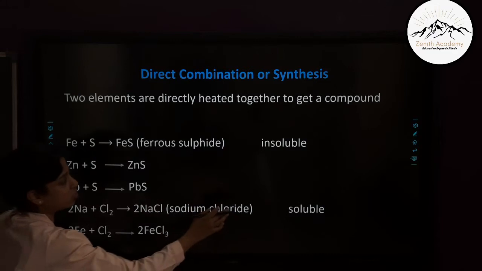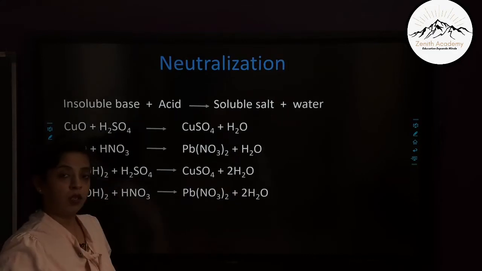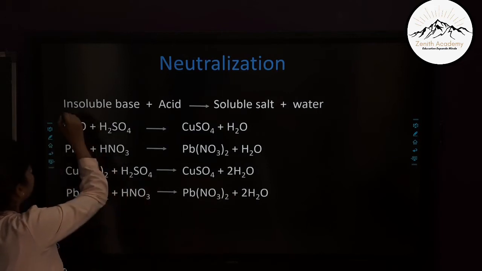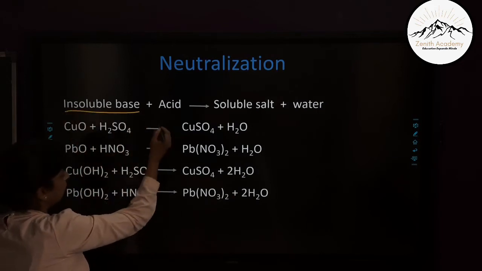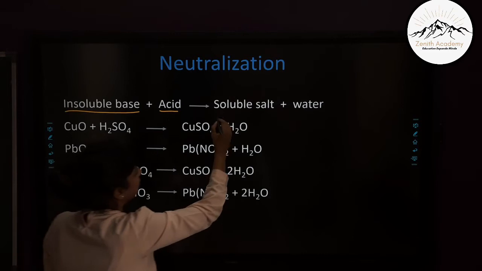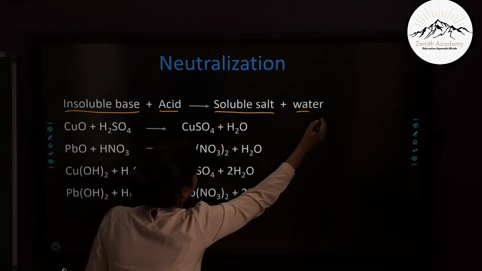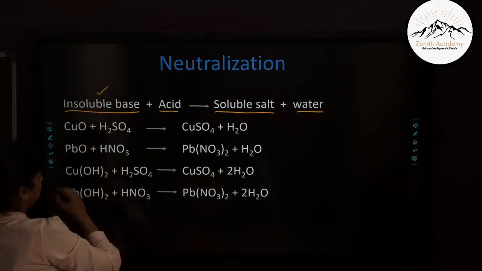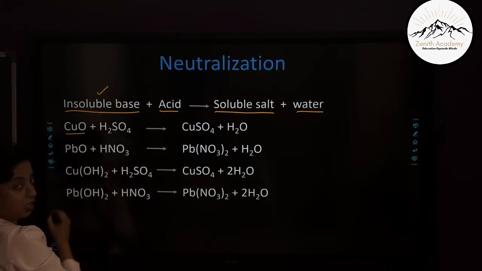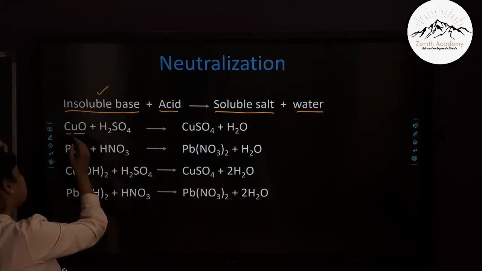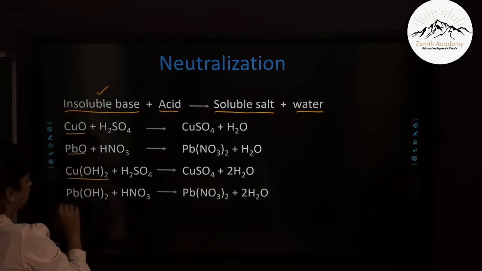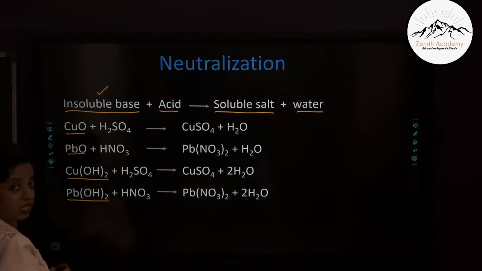So direct combination is very easy. Now students, let's talk about neutralization reaction. Now insoluble base and acid will give soluble salt and water. Okay. So remember, we have taken insoluble base. So copper oxide, metal oxides are base. So this is insoluble, lead oxide is insoluble, copper hydroxide is insoluble and lead hydroxide is insoluble.